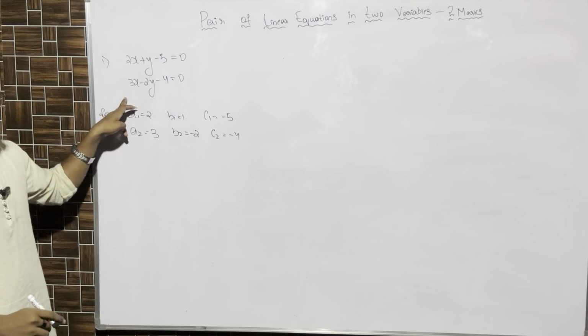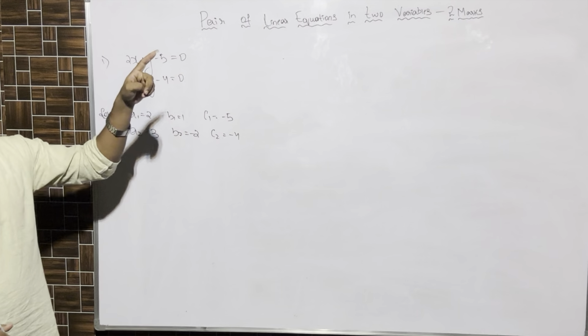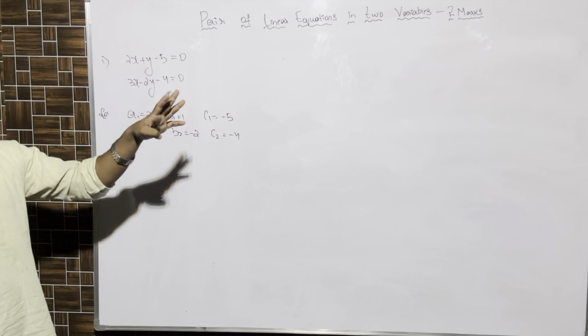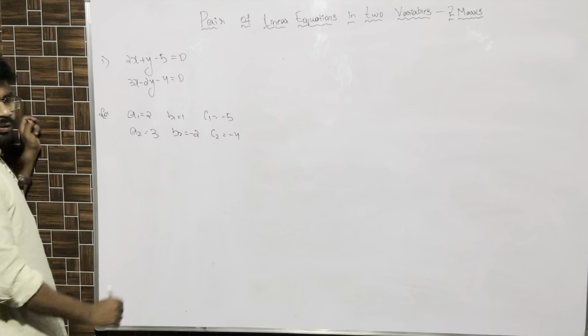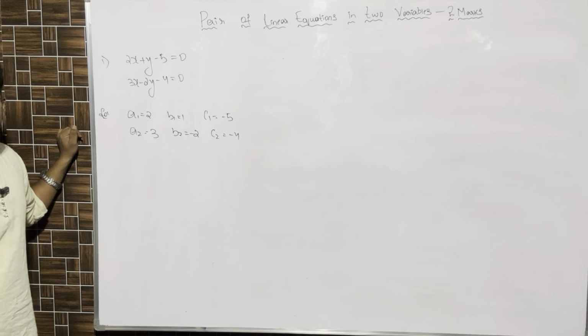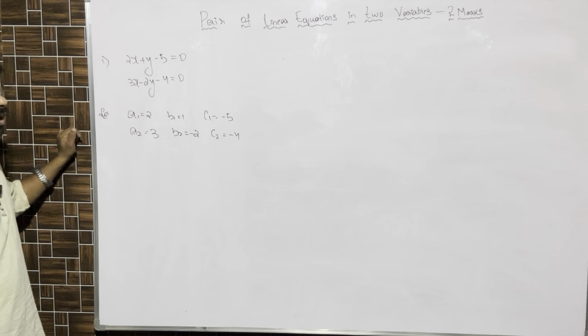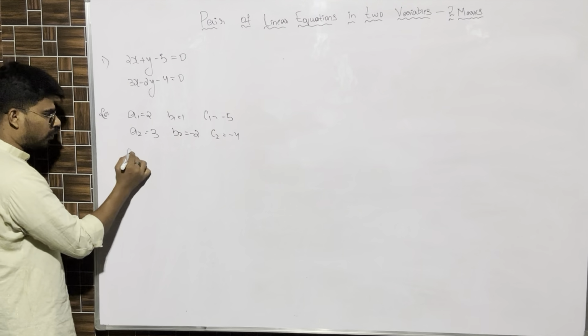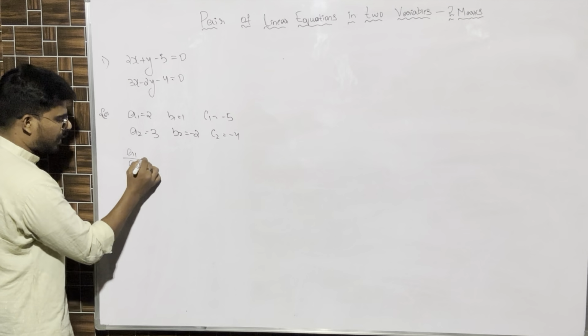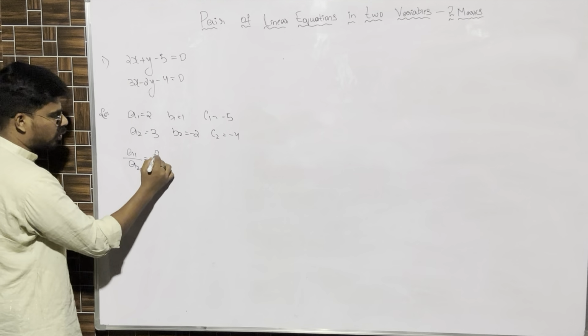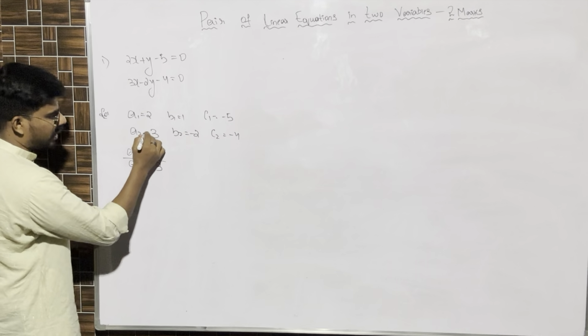As I told you, we compare the equation with a1x plus b1y plus c1 equals 0, a2x plus b2y plus c2 equals 0. After that you have to write these a1, b1, c1, a2, b2, c2 values. Now let us check the ratio a1 by a2. What is a1 by a2? a1 is 2, a2 is 3, so 2 by 3.